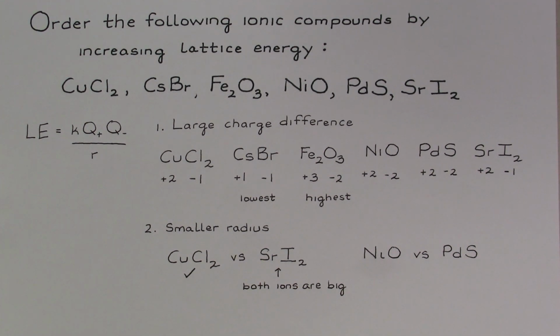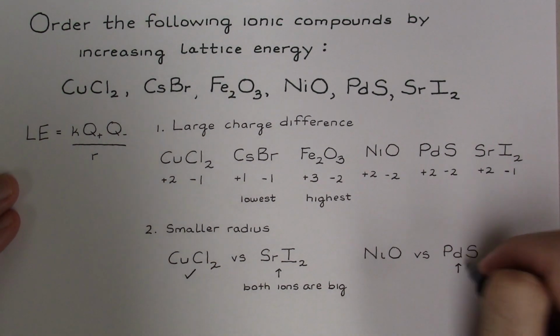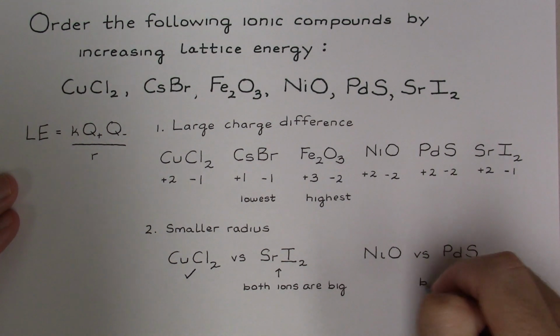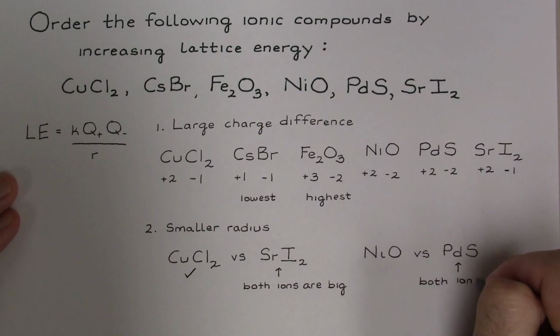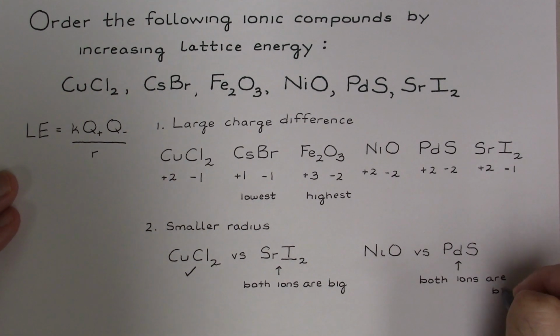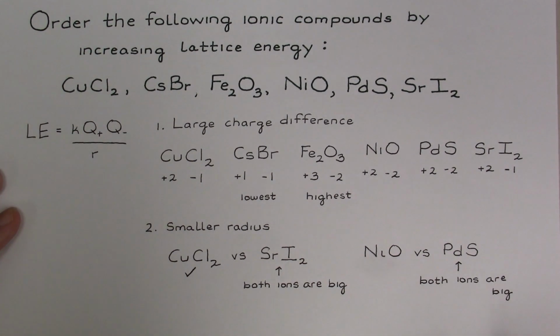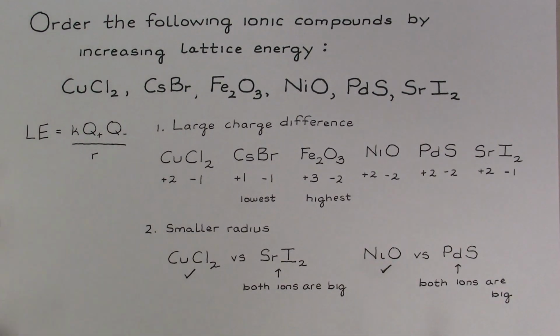What about our other pair? Is it obvious to you which one should be bigger? In this case, it's going to be our palladium sulfide. Palladium is larger than nickel due to its location in the transition metals and farther down in a column. And sulfide is larger than oxygen, being directly below it. This means that our nickel oxide is going to have a stronger lattice energy.